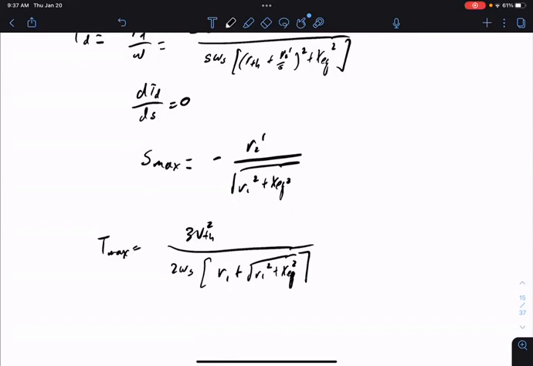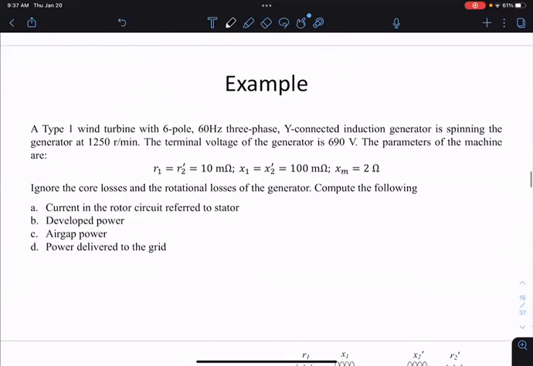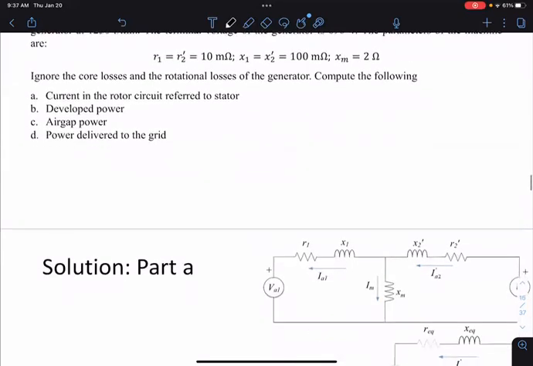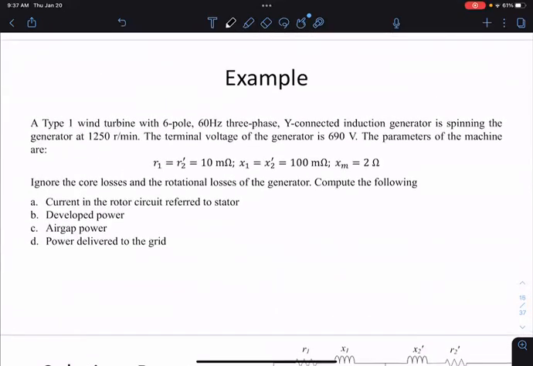All right, so let's do some calculations with all these equations. Let's do the calculation and see all these equations and current coming into play. Okay? So let's say we have a type 1 wind turbine, 6-pole, 60 Hz, 3-phase, Y connected, spinning at 1250 RPM. So this is just a very standard turbine.